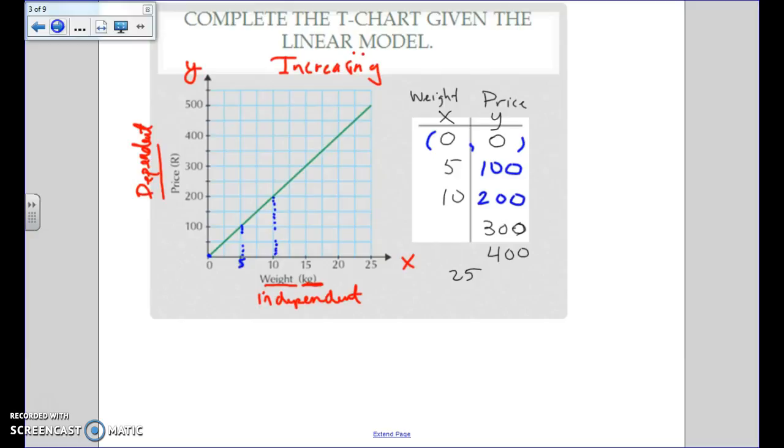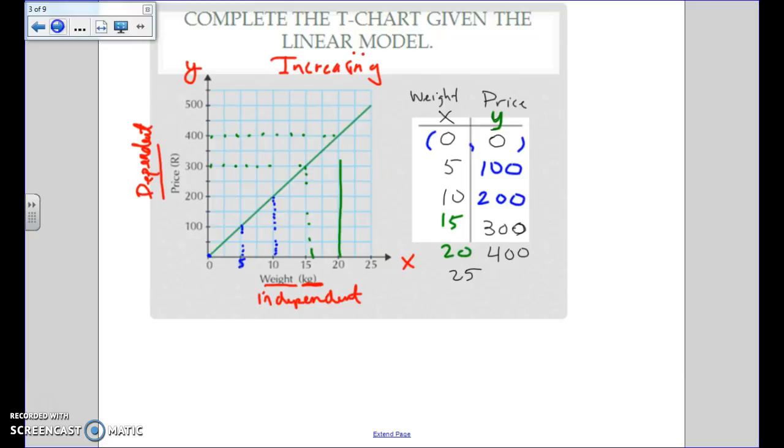And it works the same way with the y values. Okay, now that I'm in the y column here, I can look at the y value of 300, and I can decide what the x value would be. Looks like it would be 15. And at 400, for the y value, it looks like the x value would be at 20.